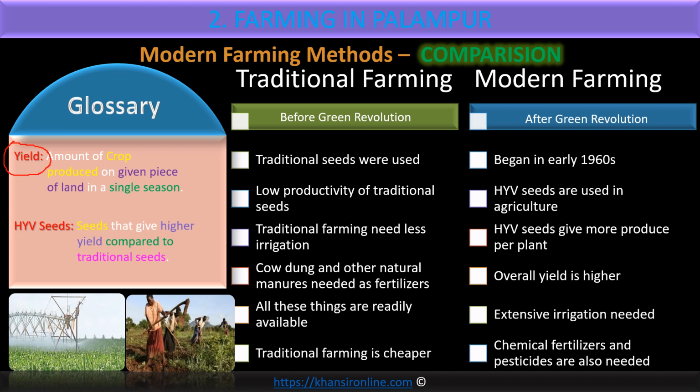and whatever wheat you harvest at the end, the total wheat is your total yield. Of course, when you grow rice, the total rice will be the rice yield. So this means the total crop you harvested from a piece of land in one cropping season, not the whole year, is known as yield. And what is HYV seeds? We have already told you, specially processed seeds which give much better output, much better yield than the traditional seeds.